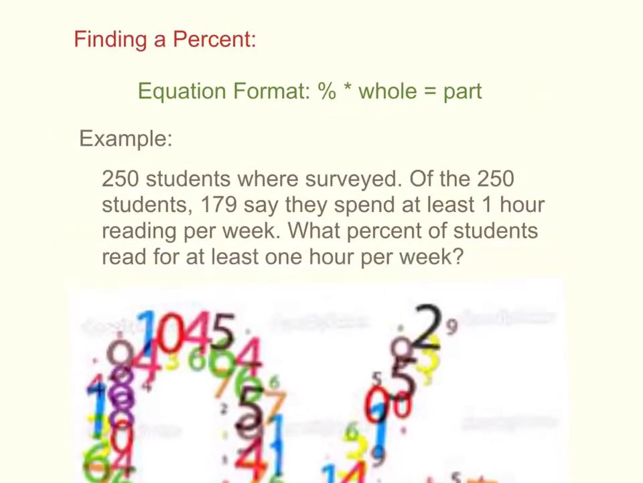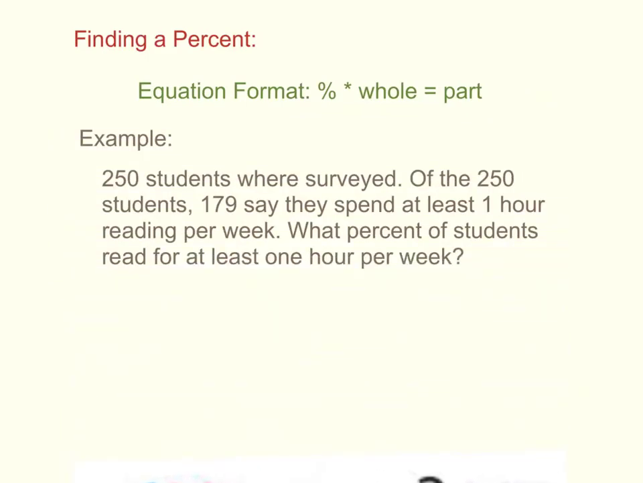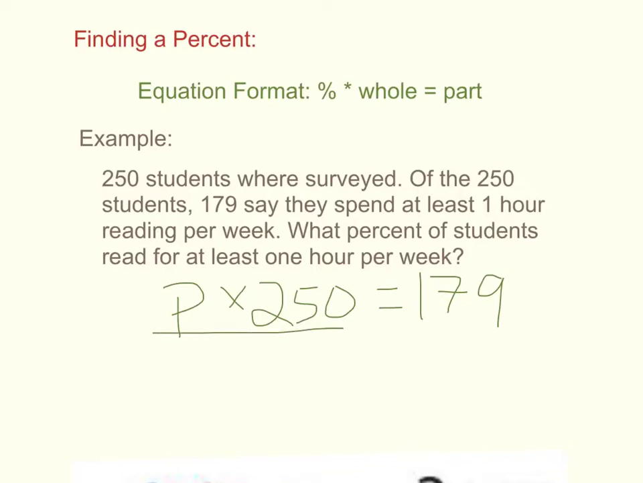Now let's try an example together. 250 students were surveyed. Of the 250 students, 179 say they spend at least an hour reading per week. What percent of students read for at least 1 hour per week? Since I'm looking for a percent, my unknown is a percent, so I'm going to call that P. I know I'm going to take my percent and multiply it by the whole. In this case, there were 250 students total, so that would be my whole, and that will equal my part, the 179 students. To solve for my percent, I would simply divide both sides of my equation by 250.